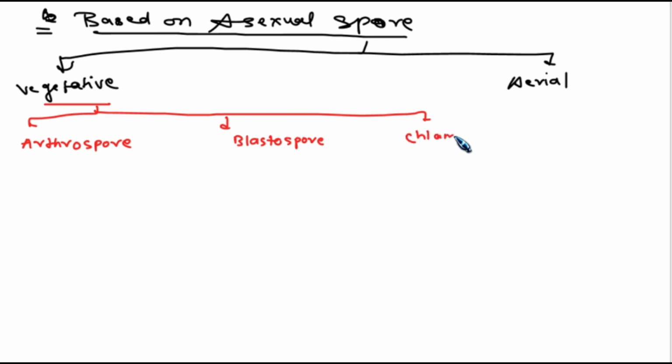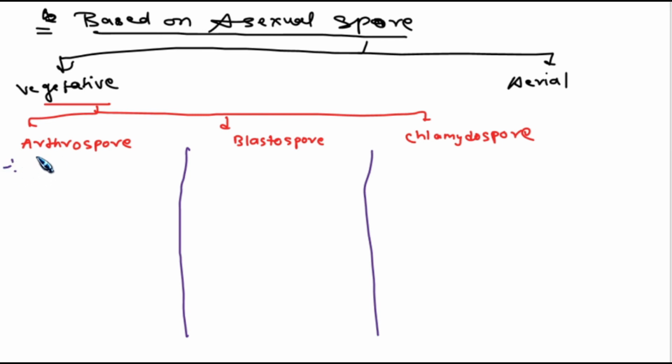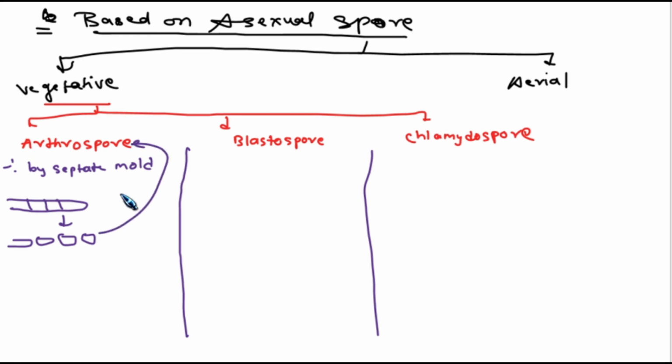Arthrospores are formed by septate molds. How are they formed? If there is a septate mold, there is breaking of the mold at its septa to form the spores, arthrospores. Examples of arthrospore-forming fungi are Coccidioides and Trichosporon.